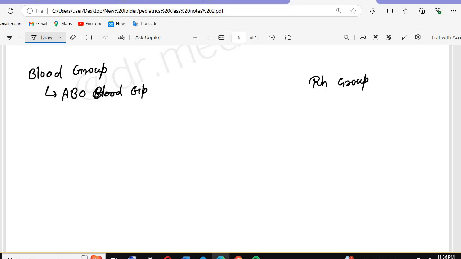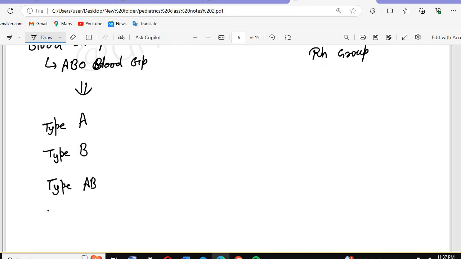Okay. Now see, what will happen in ABO blood grouping? There are four kinds of blood. Okay. So first we are going to discuss this one. We have four types of blood group: type A, type B, type AB, and type O blood group. These four blood groups are there, right?